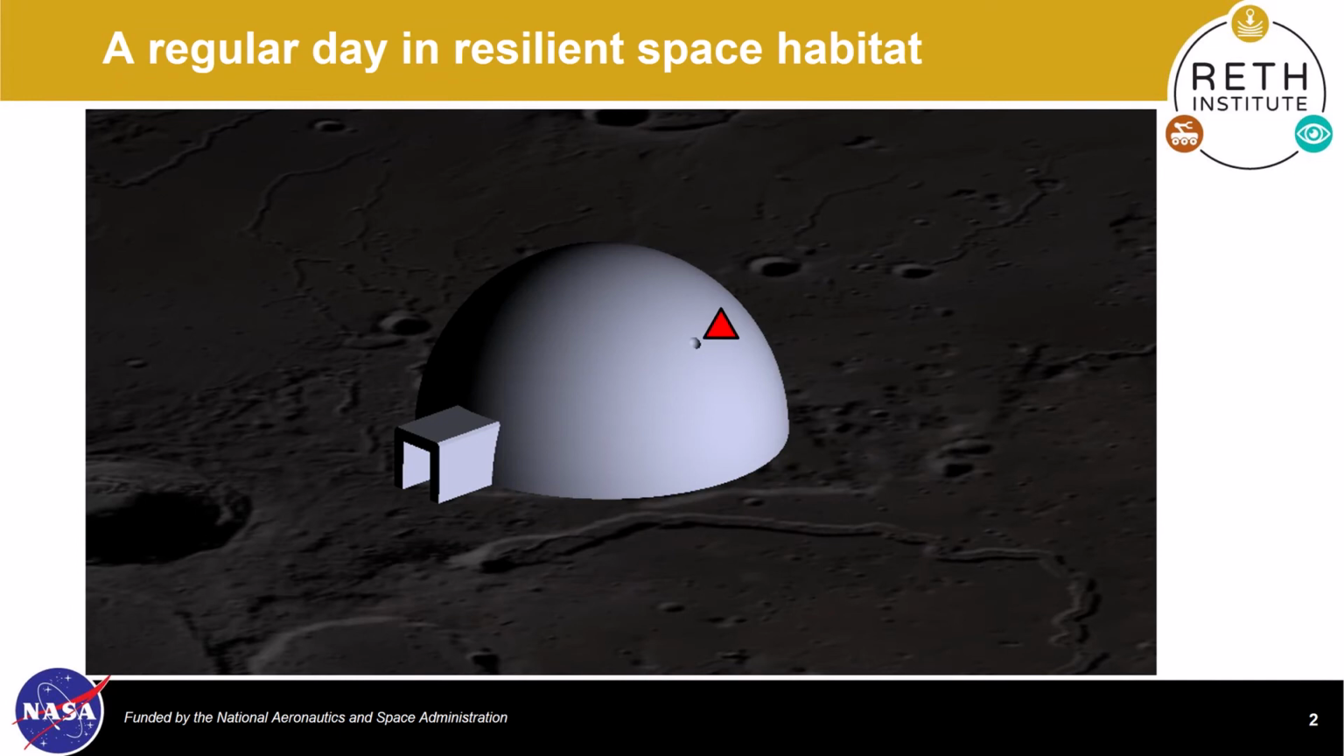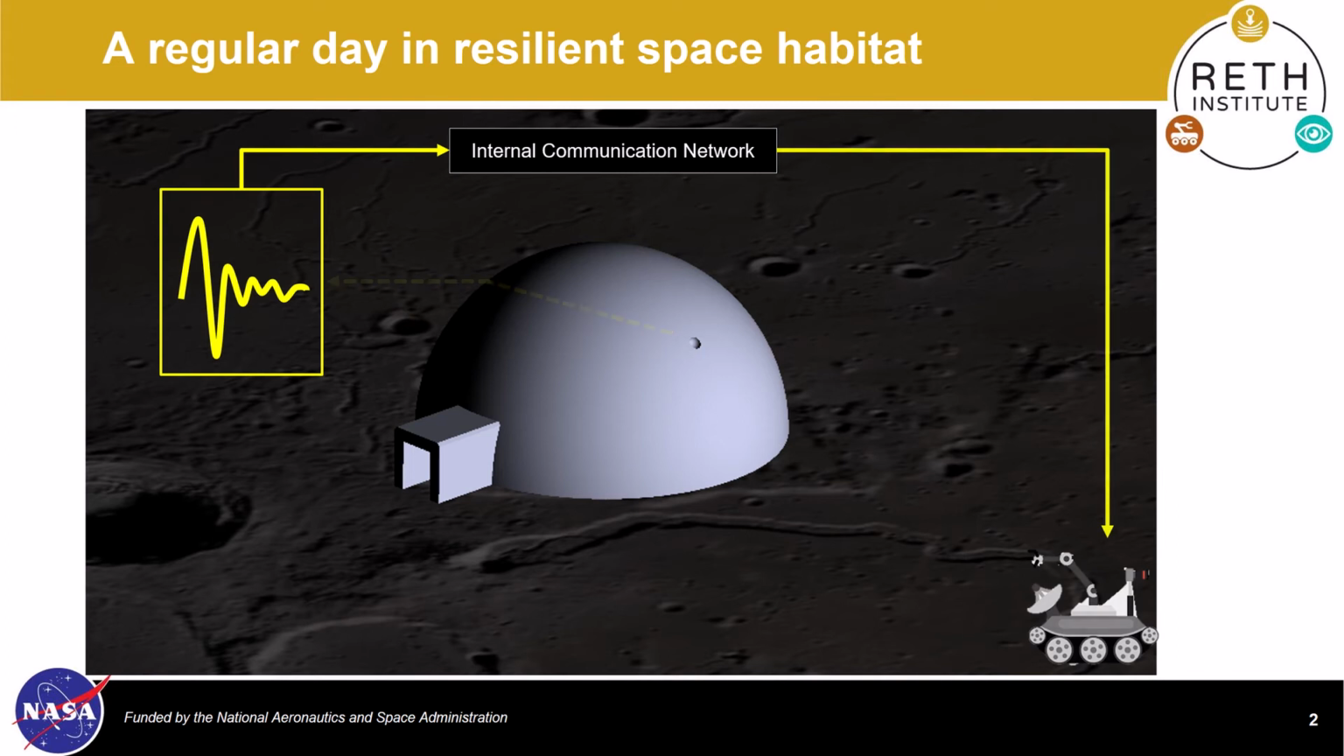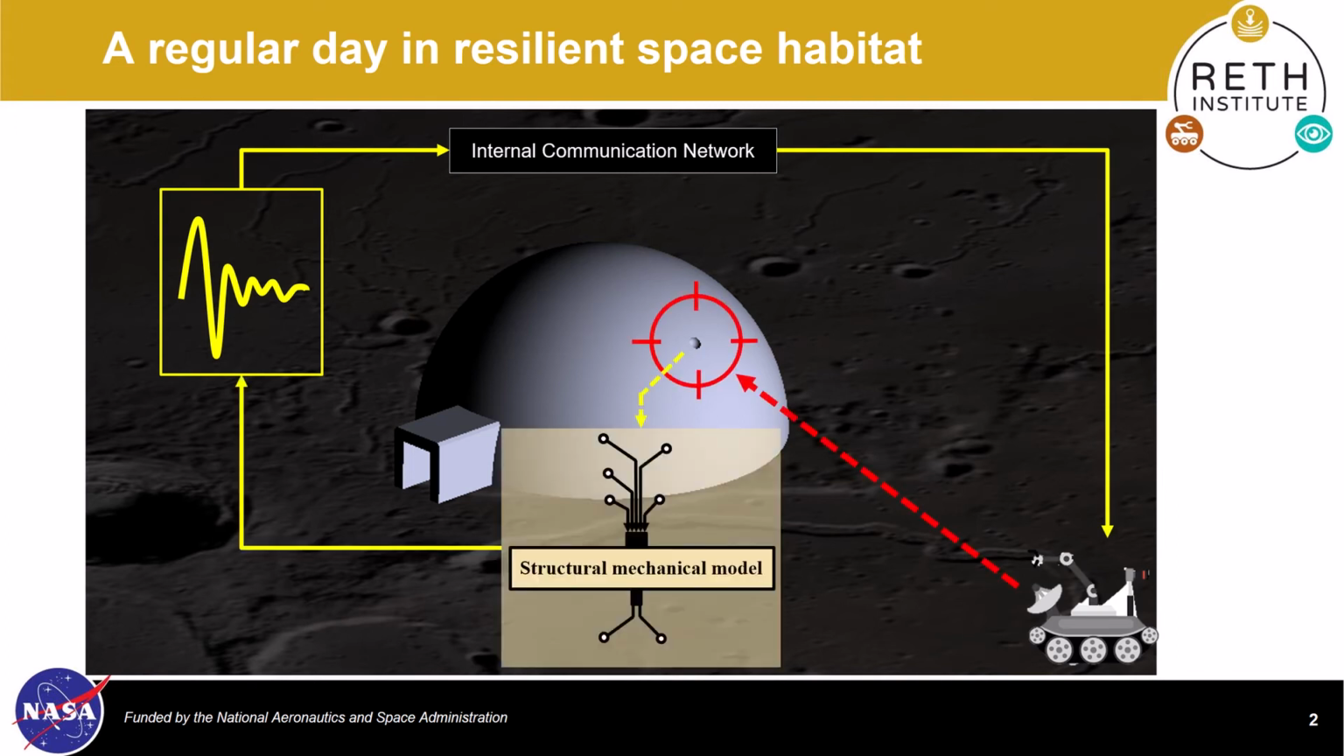Occasionally, meteoroids impact the habitat and cause damage. When this event occurs, excitation can be read by a real-time internal communication network, which sends a signal to a robotic agent that will perform repair operations. A structural mechanical model, in short SMM, is a numerical model that replicates the damage and excitation of such a physical habitat.